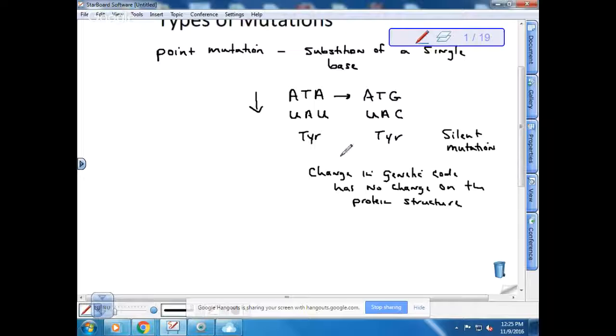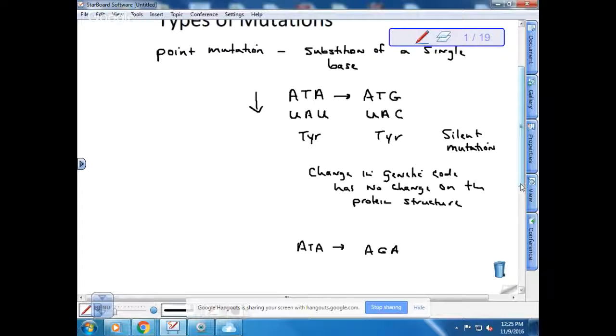So we could also have ATA changing to ACA, okay? So notice how instead of the last letter, I actually changed the middle letter. For some reason, the last letter tends to be very variable. They call it the wobble effect, that you can change the last letter of a codon and it doesn't have any effect many times. But if you change the first or the second letter, then it can have a change.